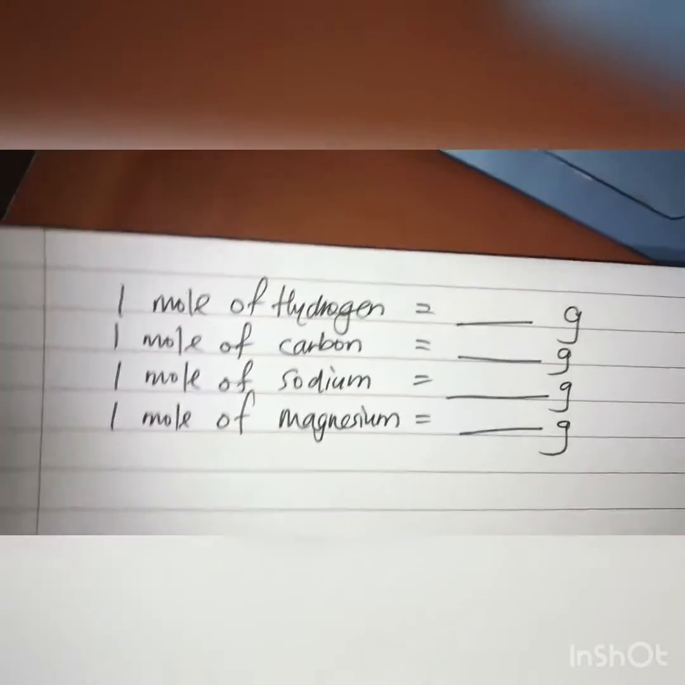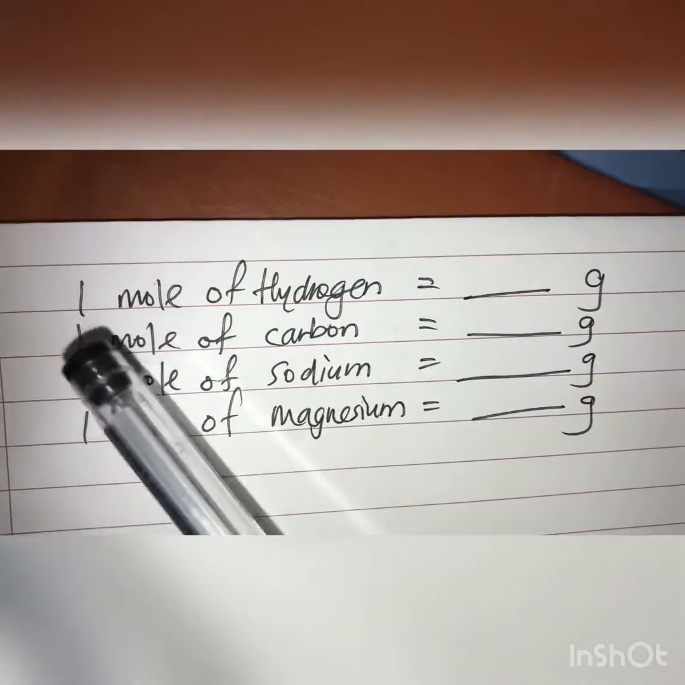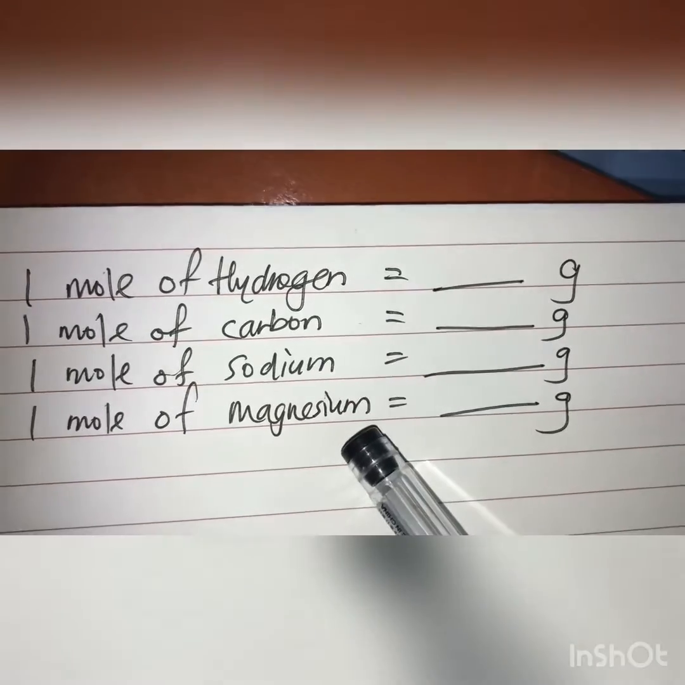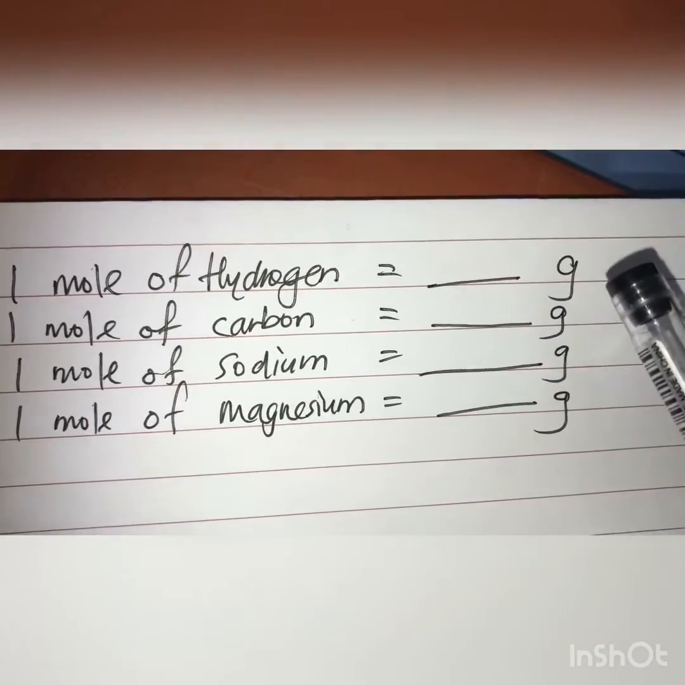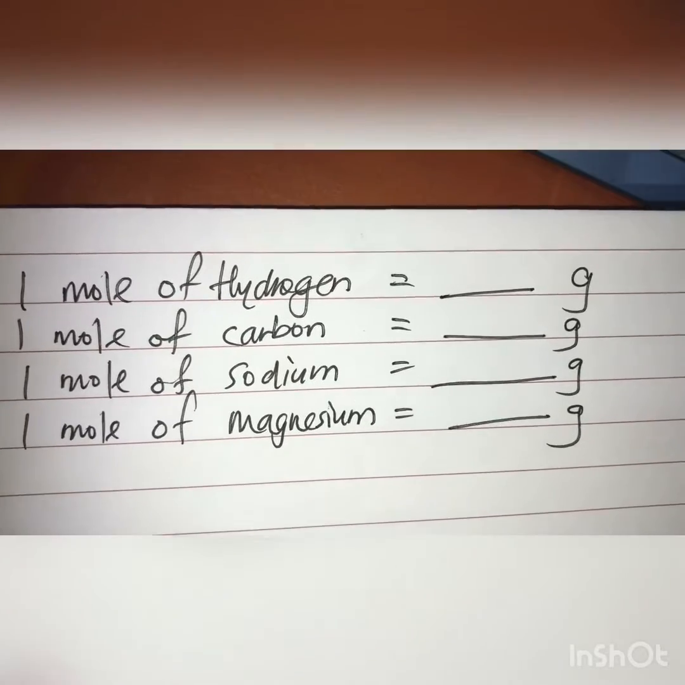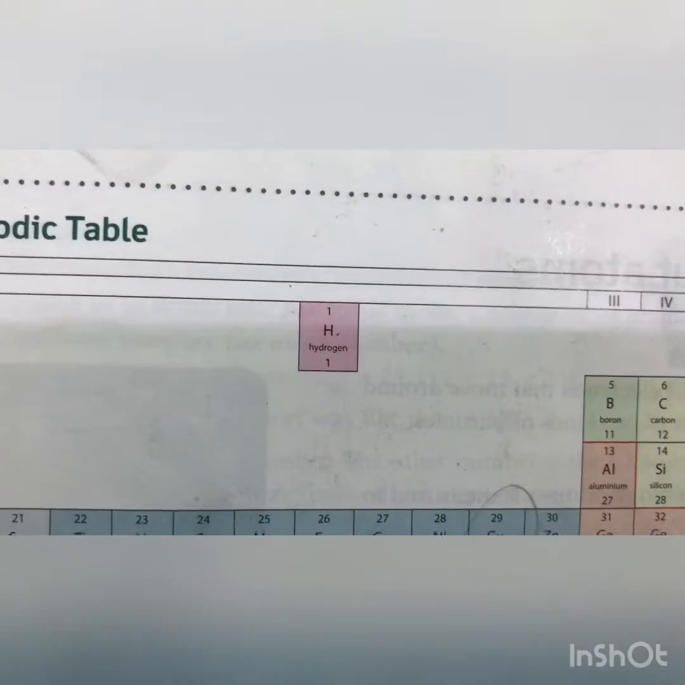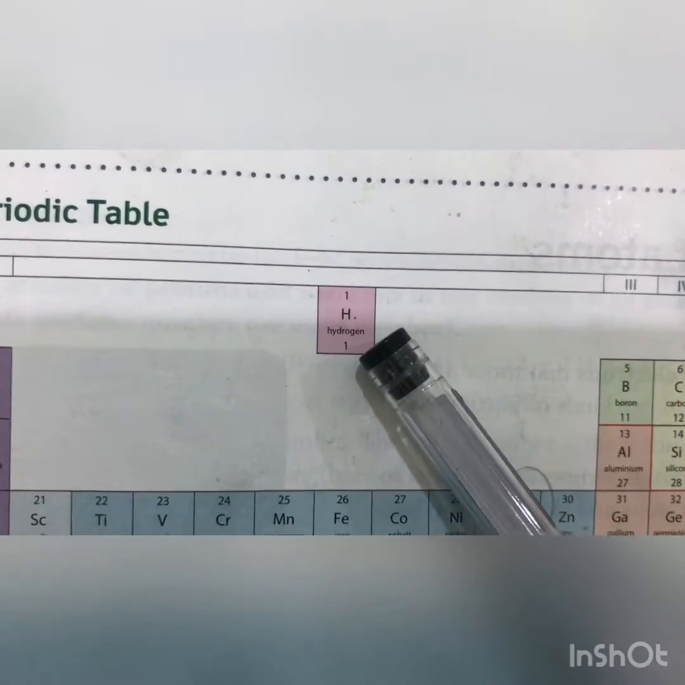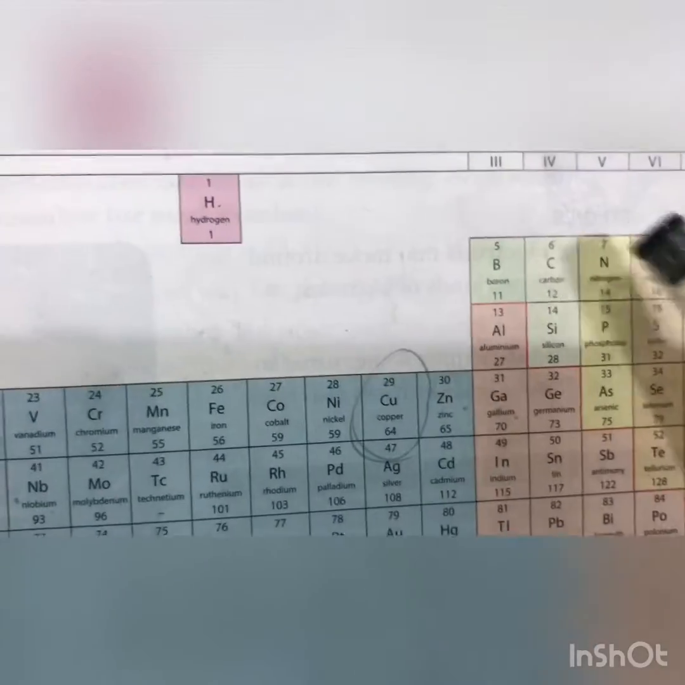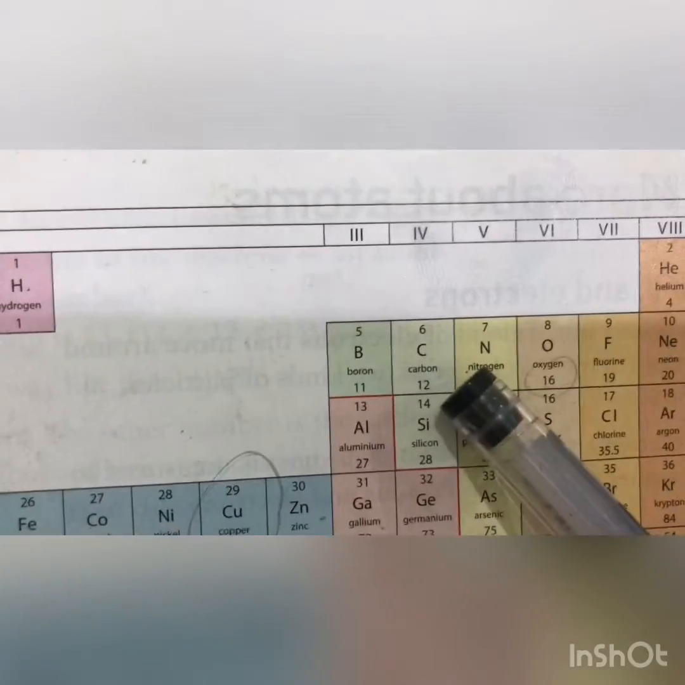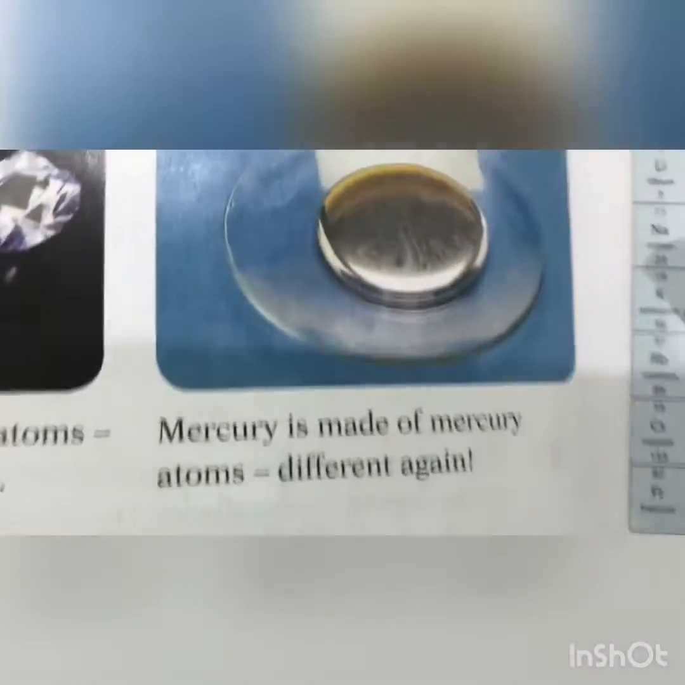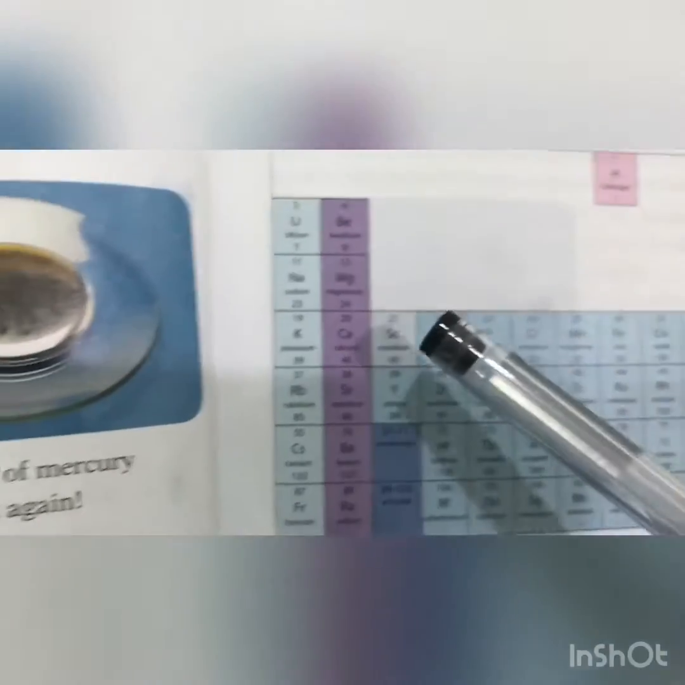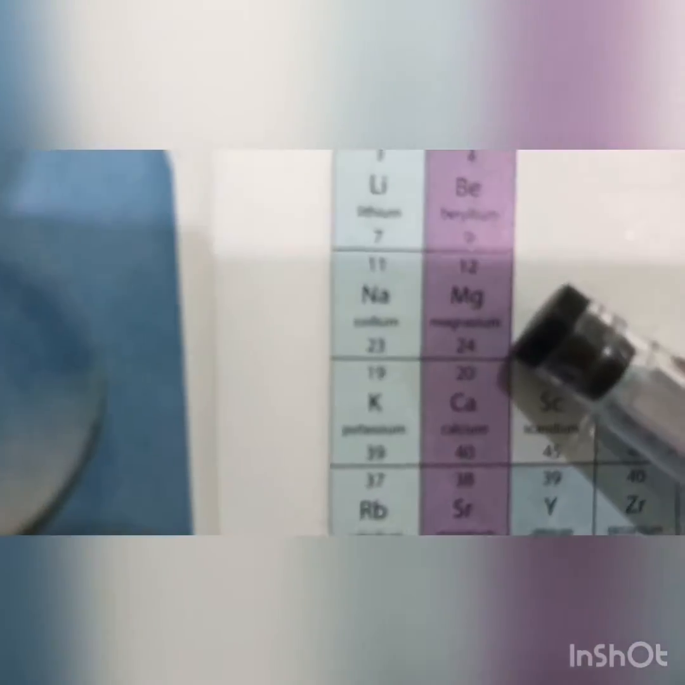They have the same number of atoms or molecules, but 1 mole of hydrogen, how many grams? So as carbon, sodium, magnesium, as we know, the mass of the atoms are different. So we have to refer to the periodic table. Okay, the atomic mass for hydrogen is 1, carbon 12, sodium 23, magnesium will be 24.